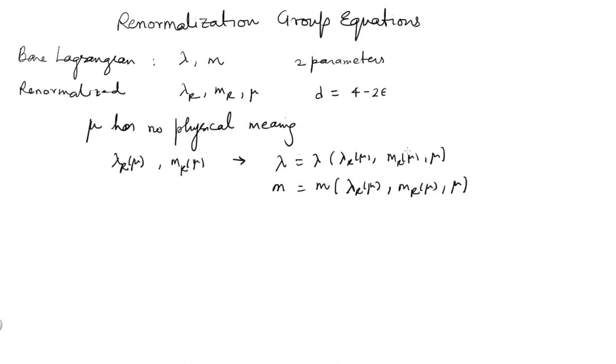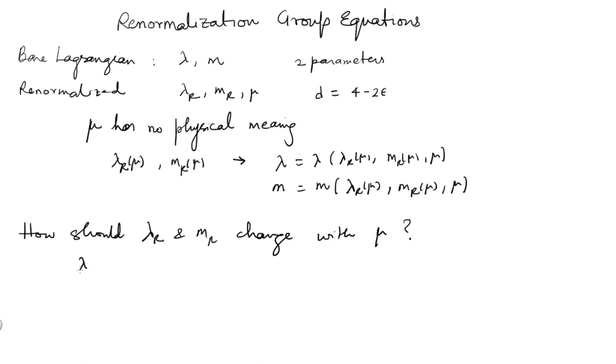Okay, so now let's look at the coupling constant first and see what this requirement implies for the coupling constant, meaning how lambda r changes when you change mu. Okay, that's the question we want to ask. So how should lambda r and m r change with mu? Okay. We want to know this, how exactly that behavior is.